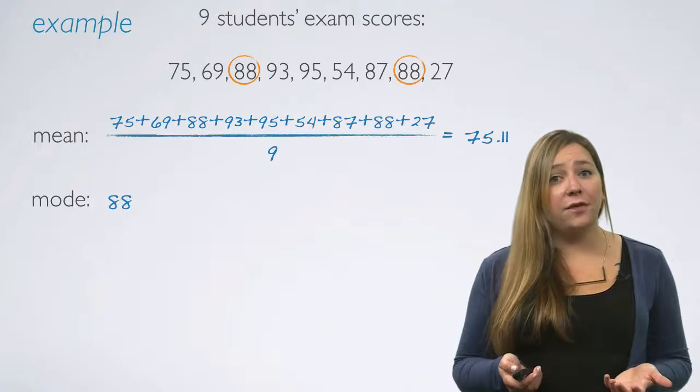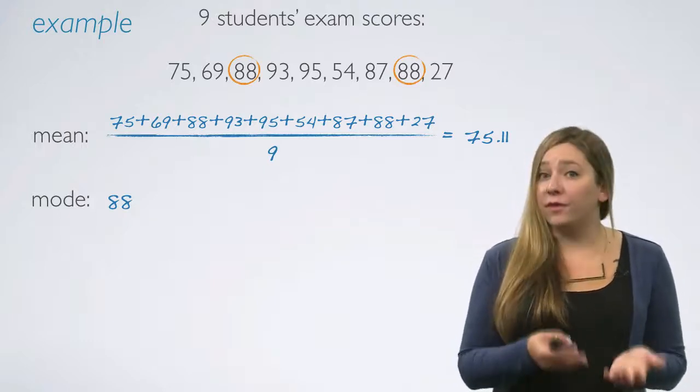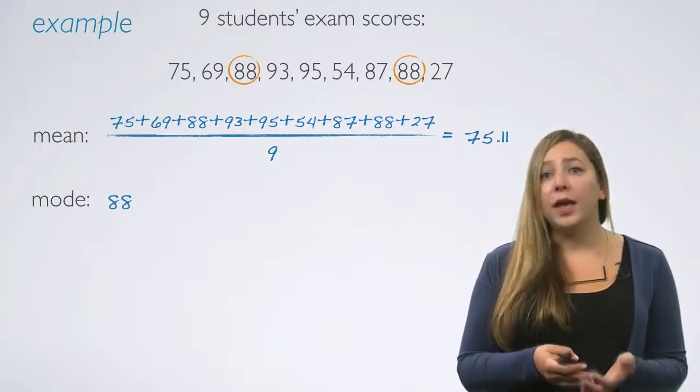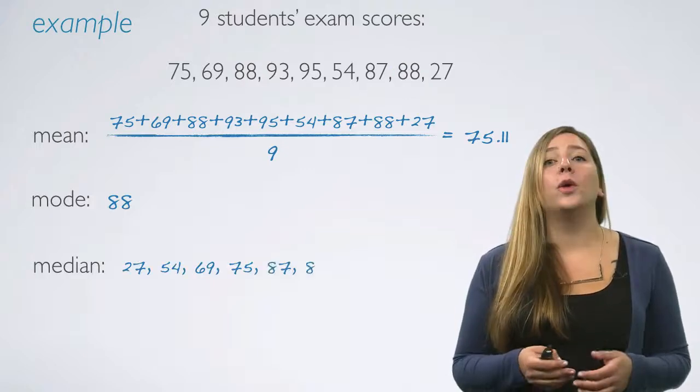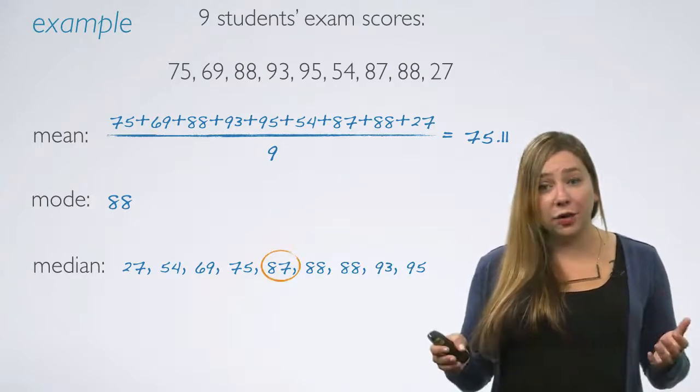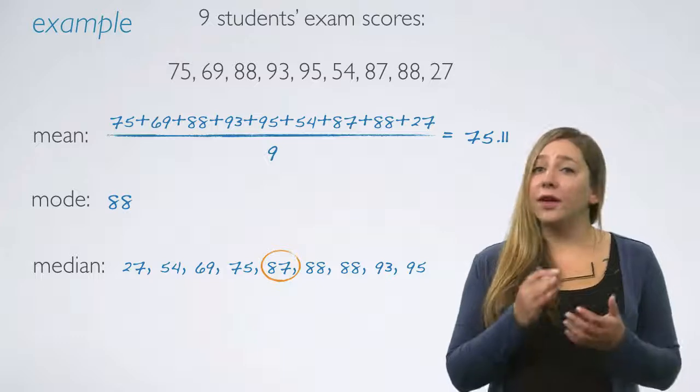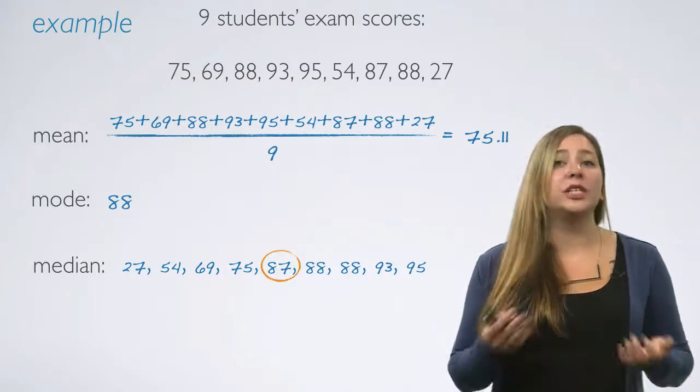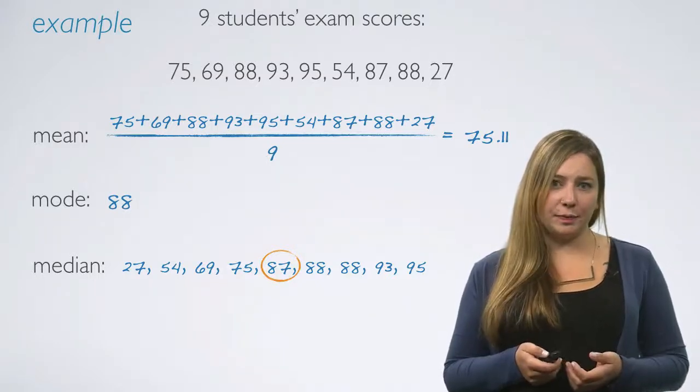The median is defined as the midpoint, or the 50th percentile of the distribution. In order to calculate the median, we need to first sort the data in increasing order. Then we find the midpoint of the ordered data, which in this case happens to be 87.